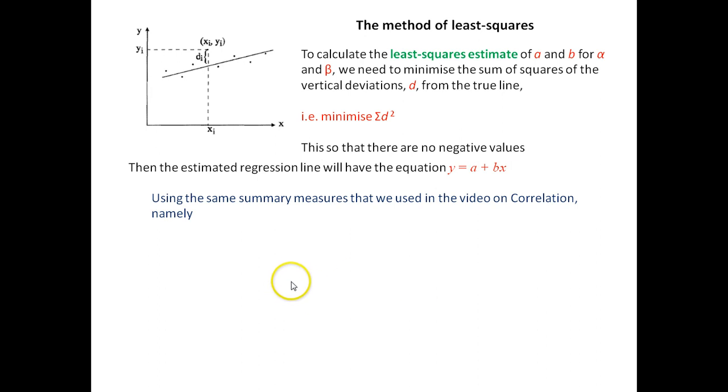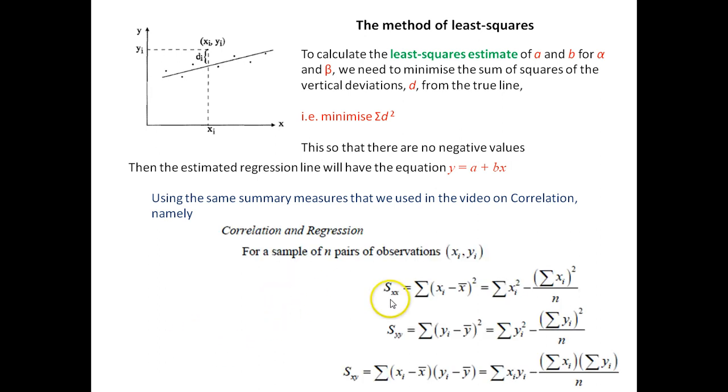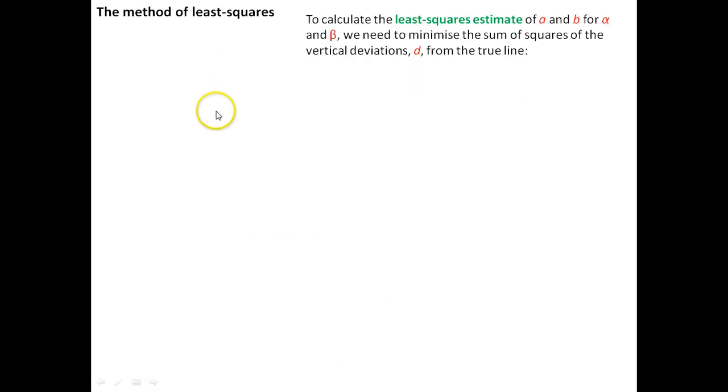Using the same summary measures that we used in the video on correlation, Sxx would be the sum of x squared minus the sum of x all squared over n. Similarly, Syy and Sxy are those combinations, and we're going to use those. So let's prove one of them.